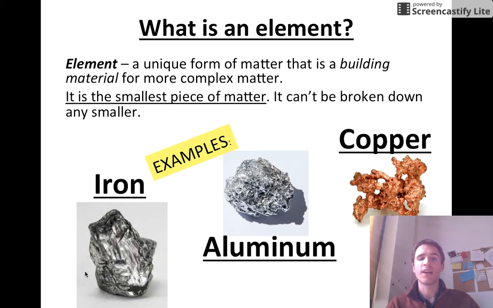As you learned yesterday, all elements come with either a 1 or 2 letter symbol to represent them. For example, the symbol for iron is Fe, the symbol for aluminum is Al, and the symbol for copper is Cu.